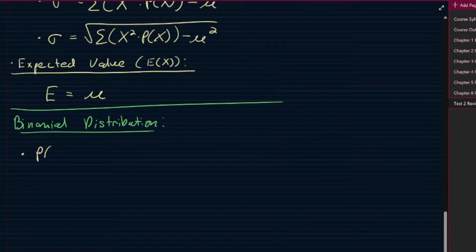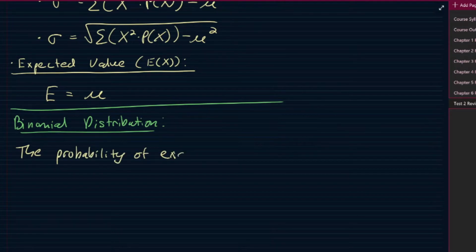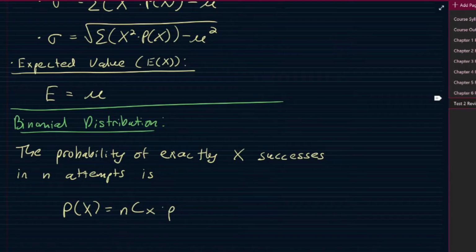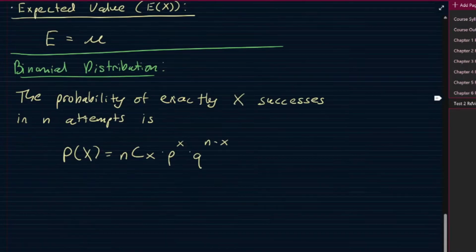And remember, it's P of X. Let me actually give a preamble for it. The probability of exactly X successes in N attempts is, so P of X is equal to N choose X times, what is it, I can never remember, P to the X times Q to the N minus X. This is the formula that I instruct you guys to use.